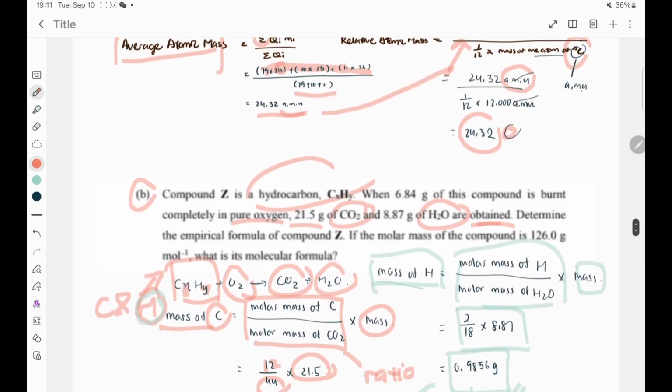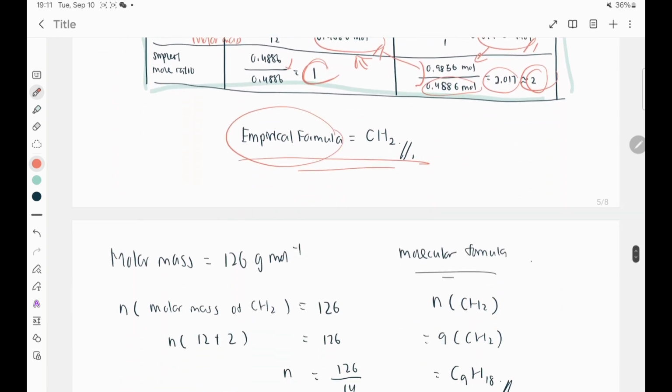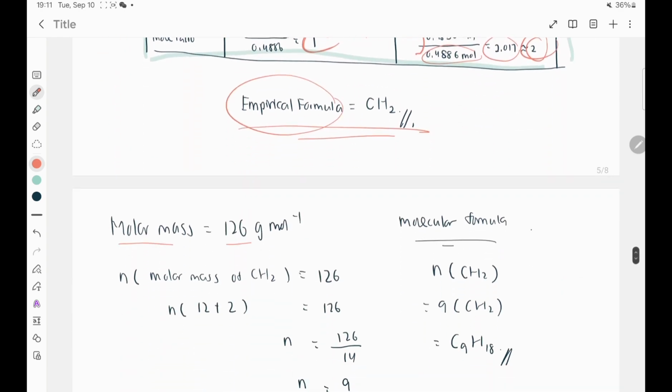The second requirement is if the molar mass of the compound is 126 gram per mole, what is the molecular formula? Because this one is just the empirical formula, and we know that the molar mass is 126, n times the molar mass of CH2 will be equal to 126, because we know that the empirical formula is always the simplest form. So the n and then the empirical formula will be the molecular formula.